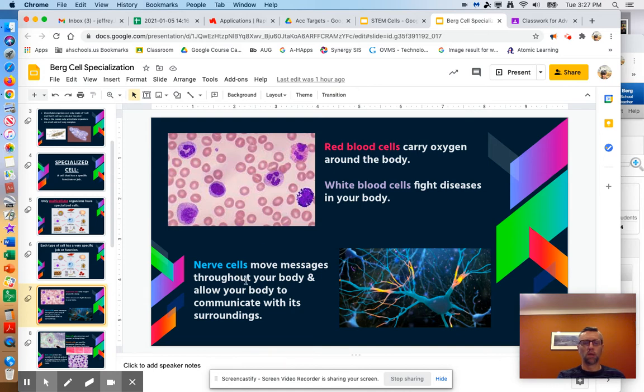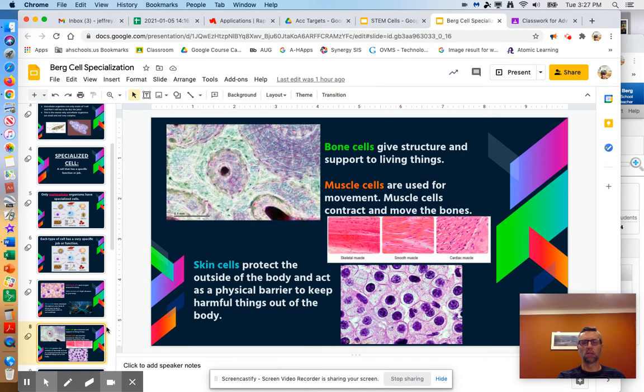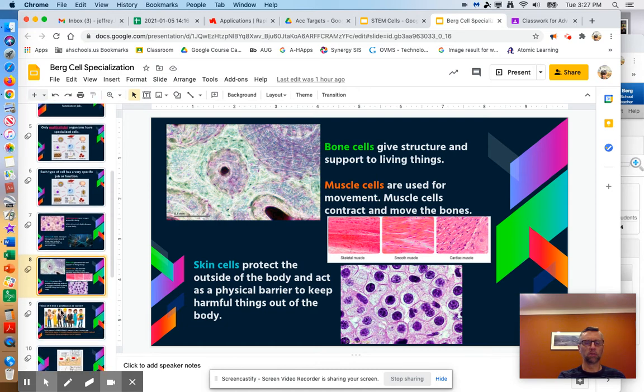Nerve cells send messages through your body and allow you to communicate with your surroundings. This is how we respond to stimulus in our environment. Bone cells give structure and support. They don't move very much. They're strong, they're sturdy. Muscle cells, we've got different types of muscle cells, but they all are about movement. And skin cells are a protective outer layer to keep a physical barrier between us and the outside world.